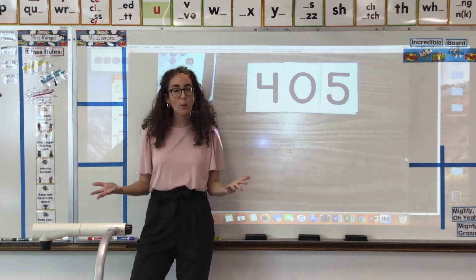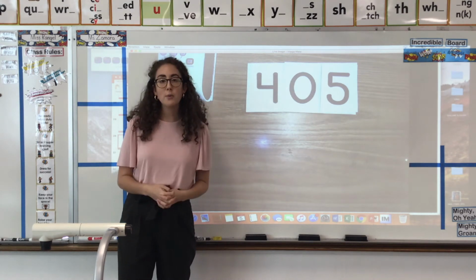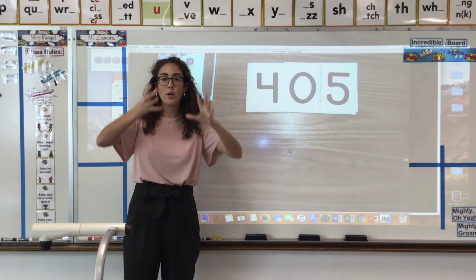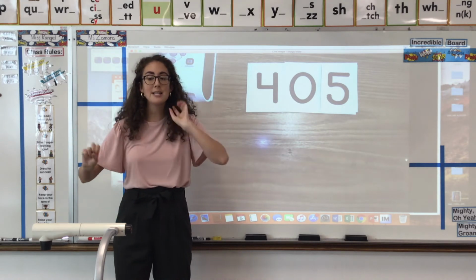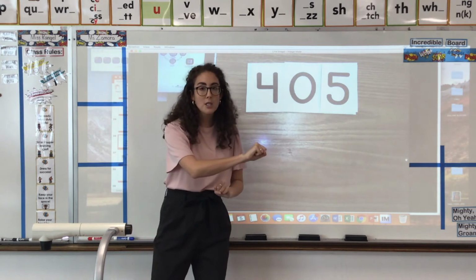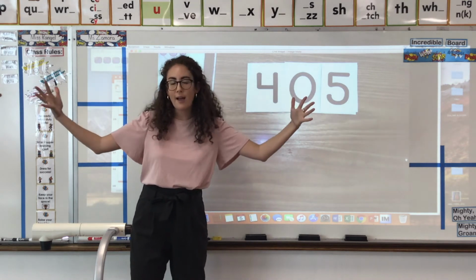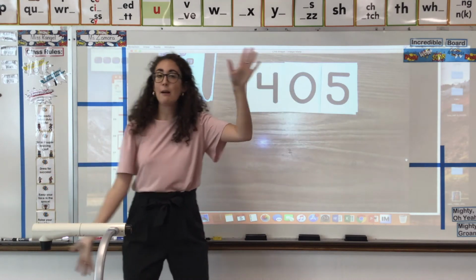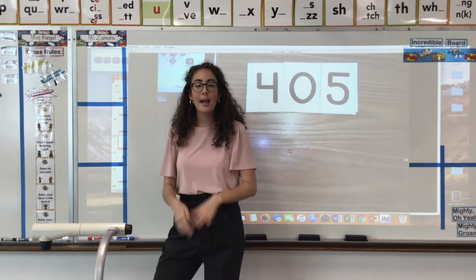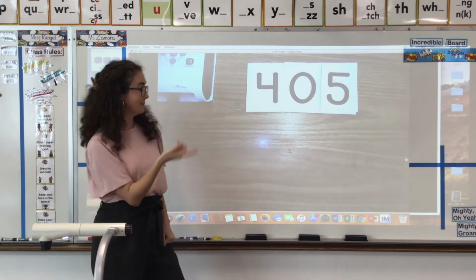So this is what we are going to be doing when we're working with our number bonds. We're going to be pulling apart a 3-digit number into its hundreds, tens, and ones so we can see all the value that's within it. So, are you ready to start drawing? I want you to get out your whiteboard and let's see what you got.